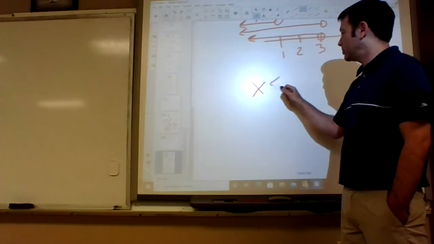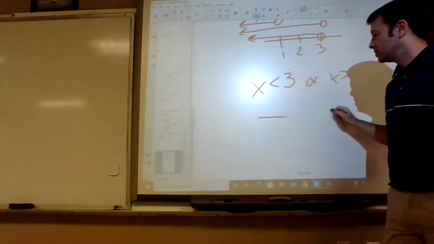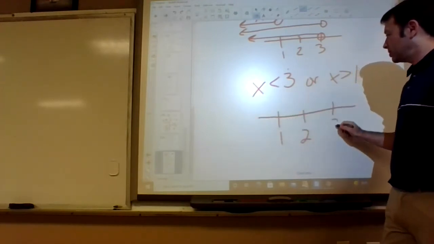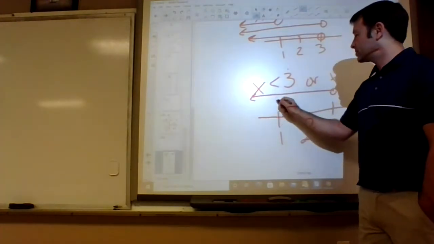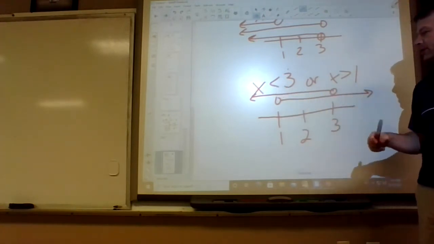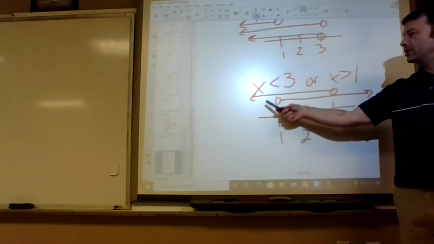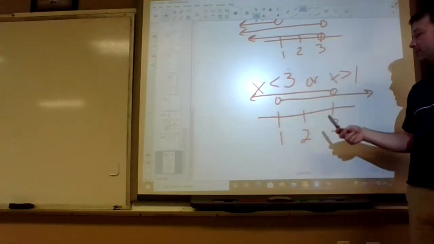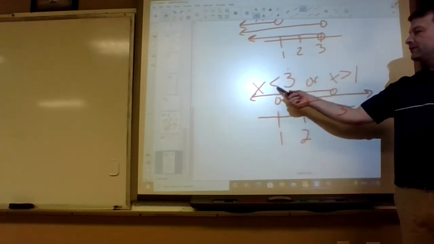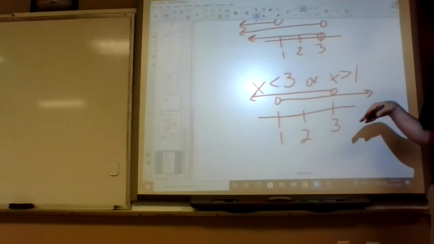Case number 3 is where they're going the opposite direction and they cross. 1, 2, 3, 1, 2, 3. X is less than 3 or x is greater than 1. What numbers would work in that case? Would 2 work? 2 is less than 3, 2 is greater than 1. Would 1 work? Is 1 less than 3 or greater than 1? Yes. Would 0 work? Is 0 less than 3 or greater than 1? Yes, it's less than 3. Would 4 work? Is 4 less than 3 or greater than 1? Yes. What wouldn't work? Nothing. Everything works.